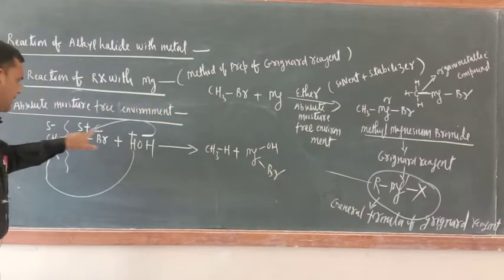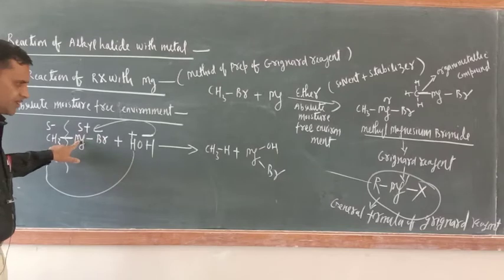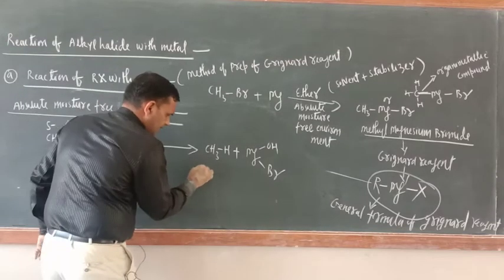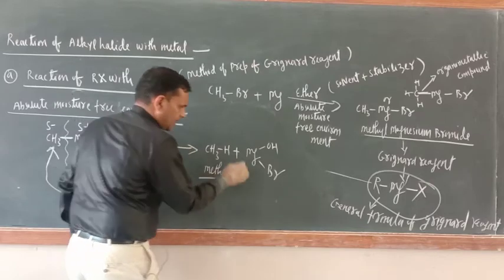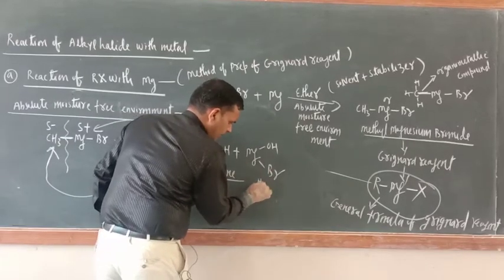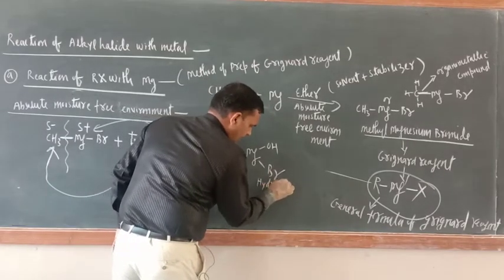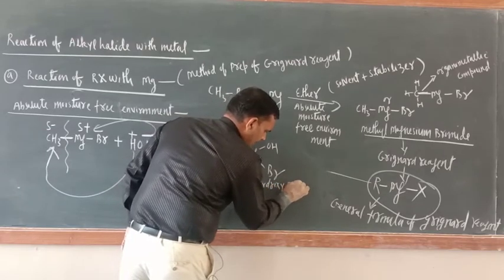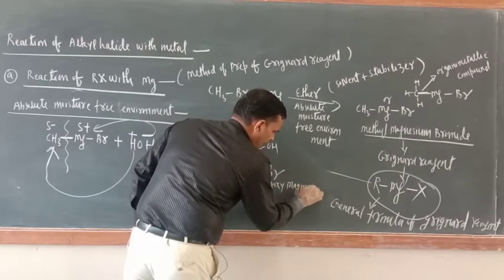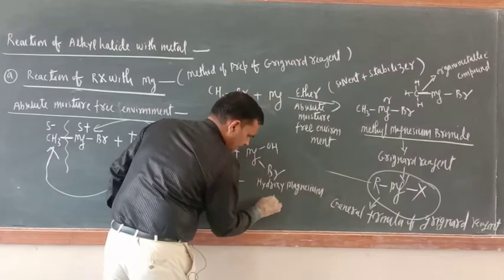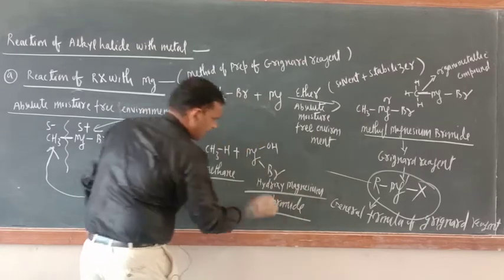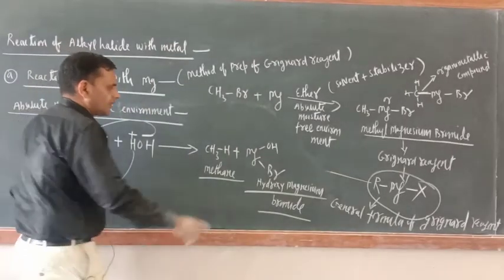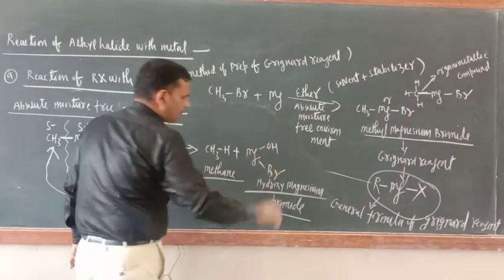Now OH will be attached here with Mg. So what is this one? This is methane. And what is this one? Hydroxy magnesium bromide.